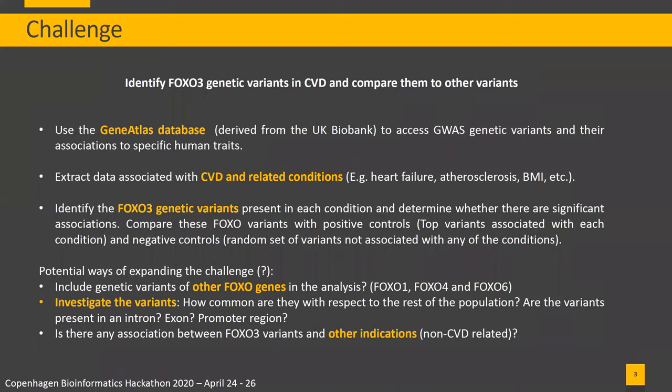For example, you could include other genes, including other FOXO genes. You could investigate exactly what these variants are. Are they part of introns? Are they part of exons? Are they part of promoter regions? Or you could also identify the association of FOXO variants with other indications that are part of this Gene Atlas database. Next slide, please.